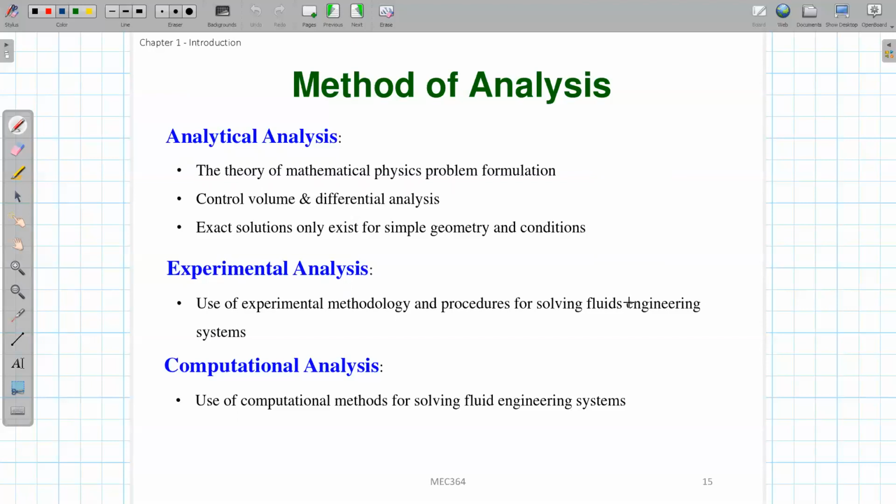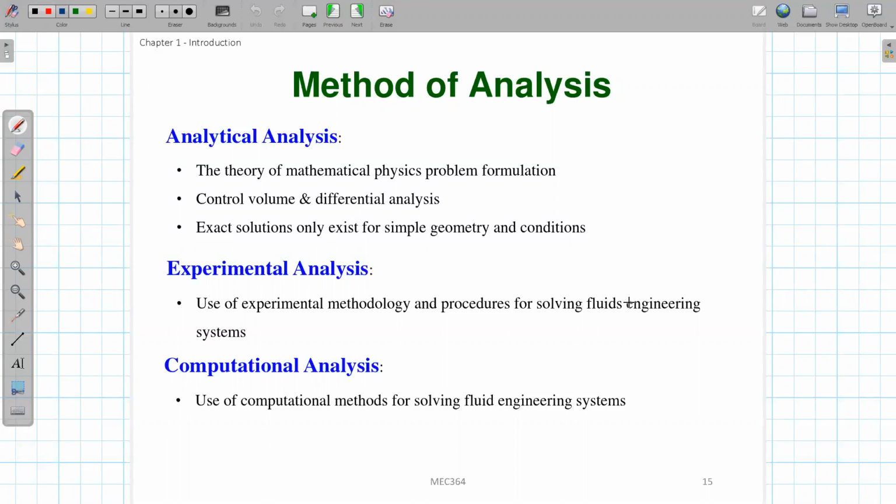We will apply the control volume or differential analysis to derive the governing equations, which can be used to solve the fluid motions. And for some simple geometries, some simple cases, we can even use this analytical method, just using the math, to derive the exact solutions. So all of this belongs to the analytical analysis.